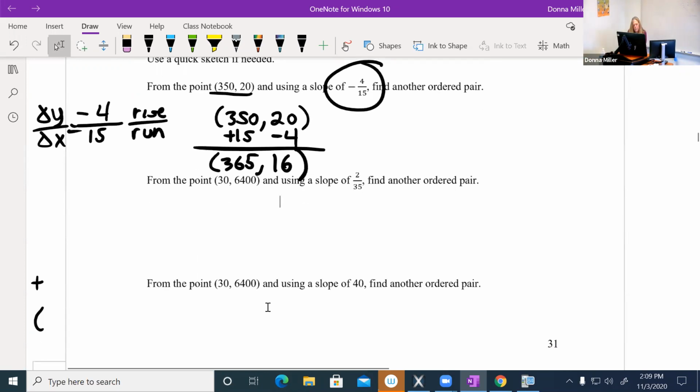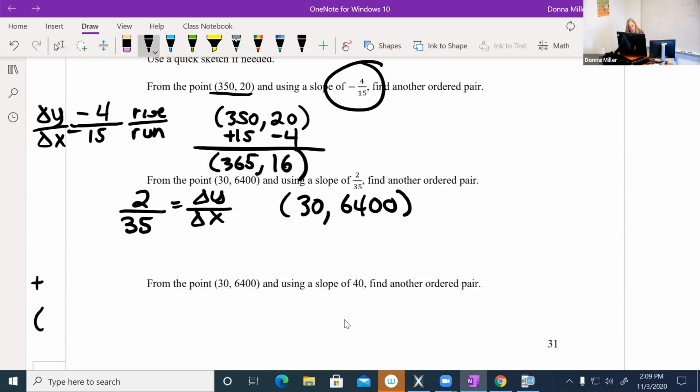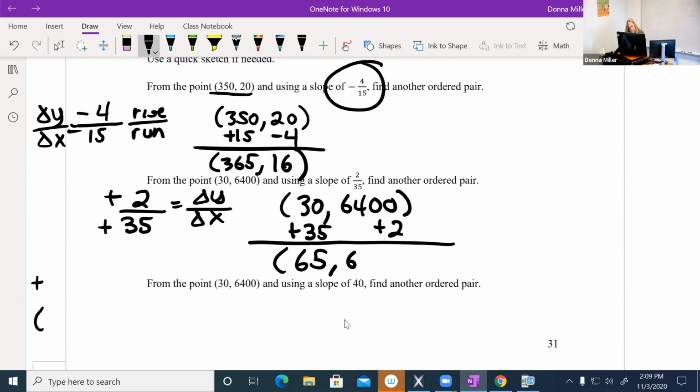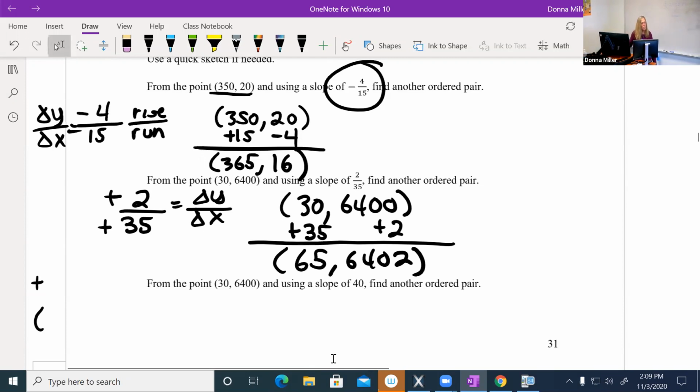All right, so if I think of this one, 2/35, again, this is the change in y over the change in x. So here's my point, here's x, here's y. Y is going up 2 and x is going up 35. And I end up with a new point. So I can use the slope to get another point always. Then I can plug them in my calculator. Okay. All right.